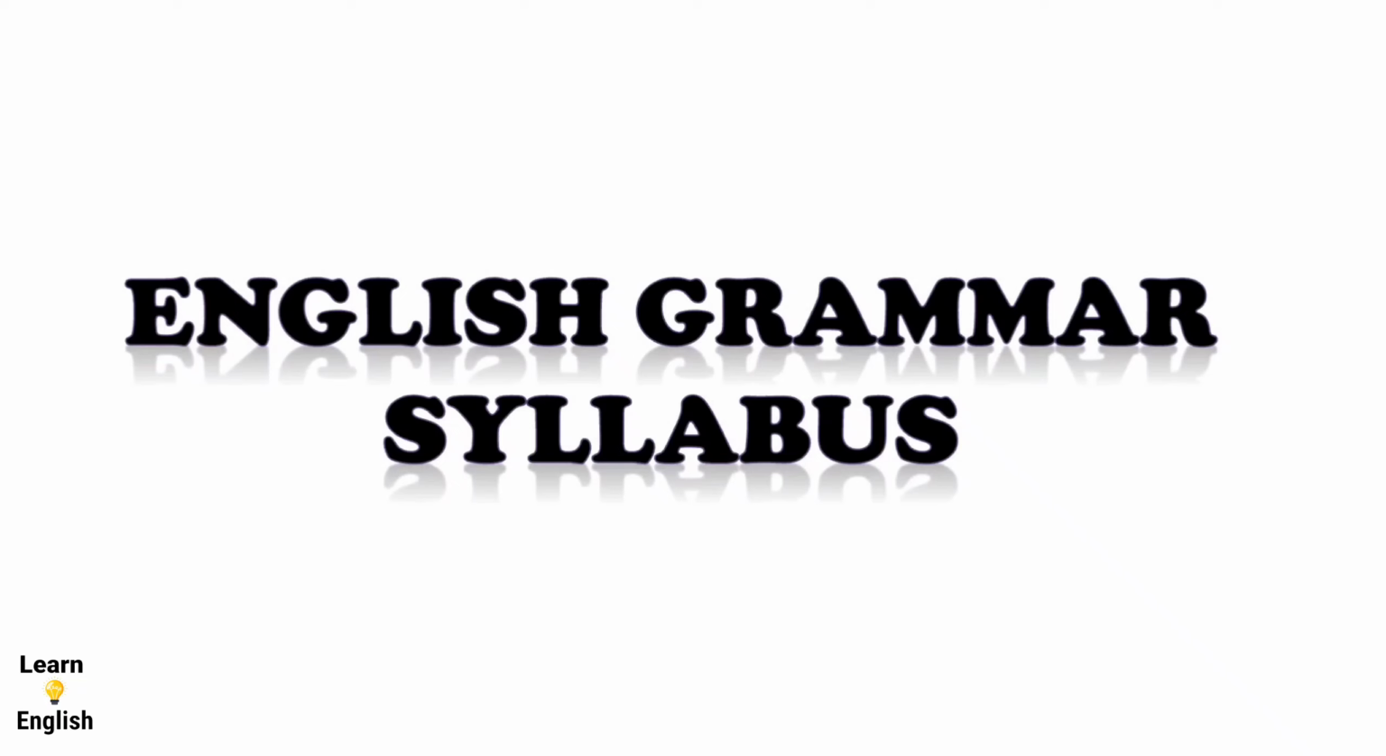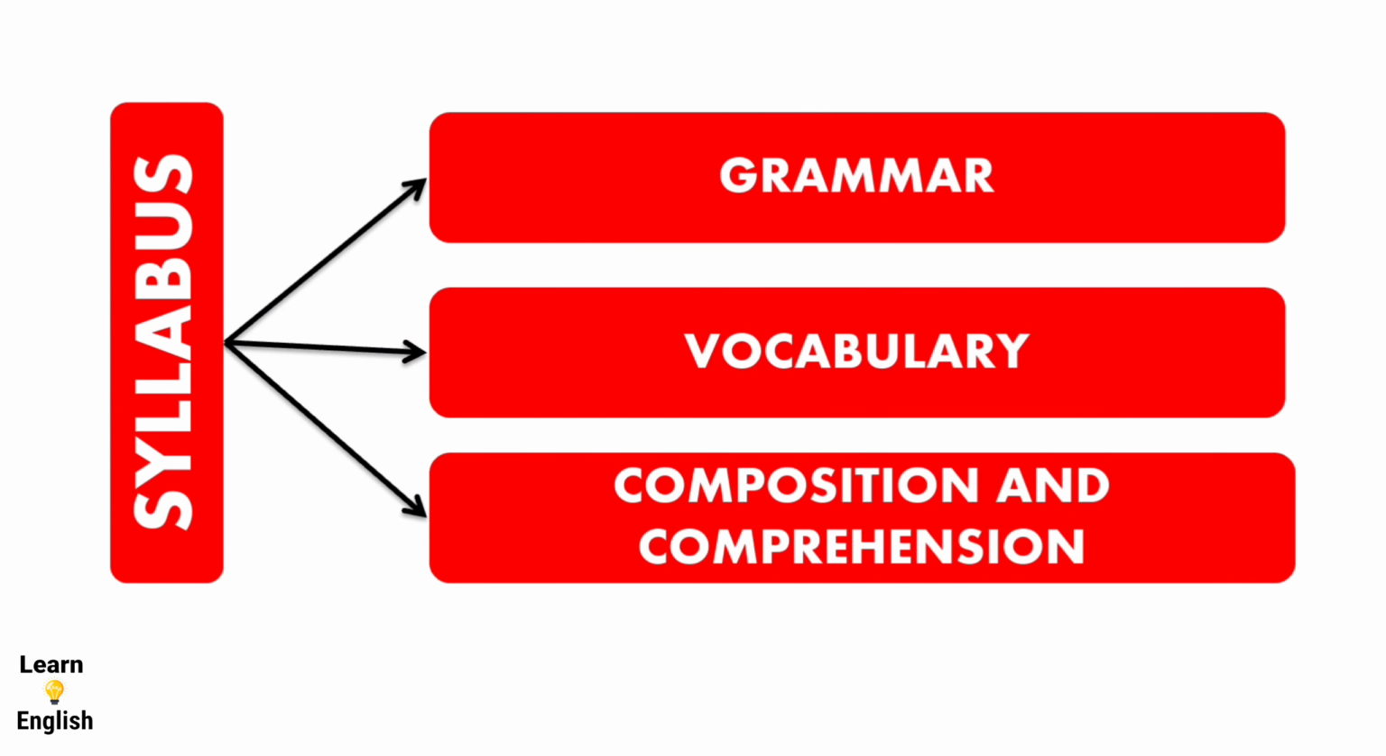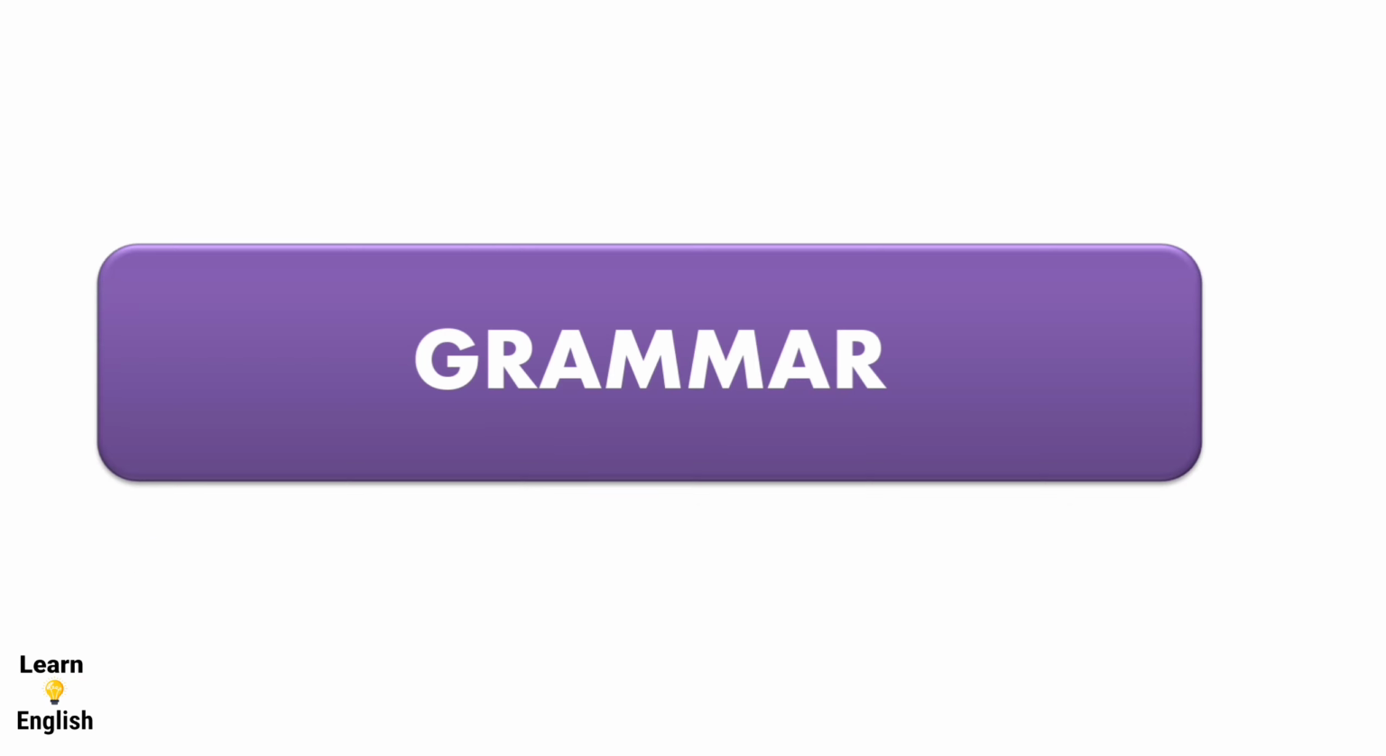Today we can discuss the syllabus for English grammar. For our better understanding, we can divide it into three sections. First one is grammar, second one is vocabulary, third one is composition and comprehension.